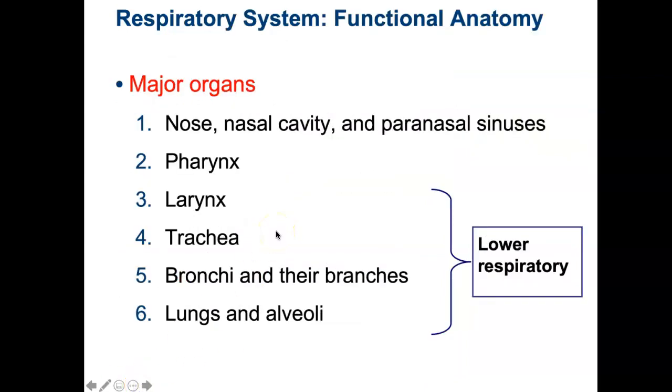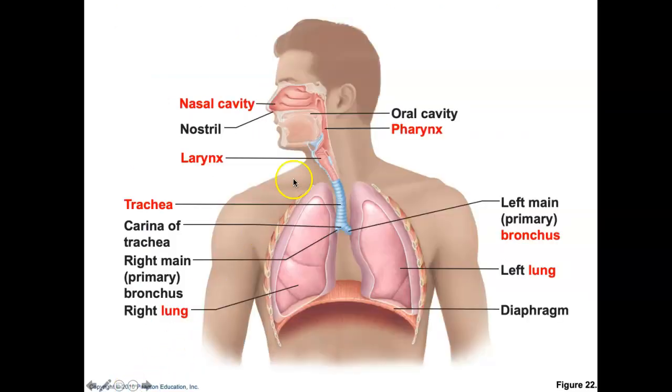So here's a list of the major organs. We're going to go over each. This is a nice image to see the nasal cavity. It shows the pharynx. The pharynx is the tube that runs behind the nasal cavity down to either the anterior side, which is the larynx, or the posterior side, which is the esophagus. It's really hard to see the esophagus in this image.